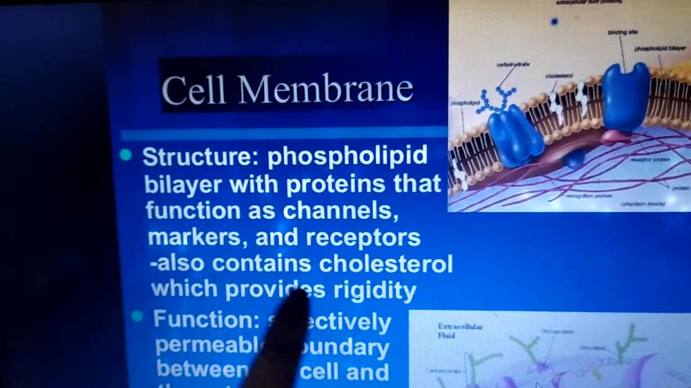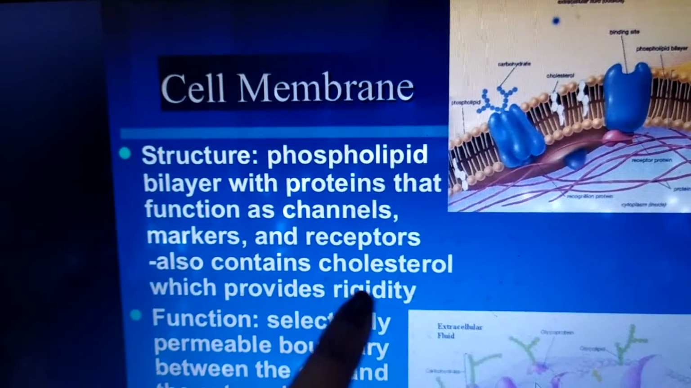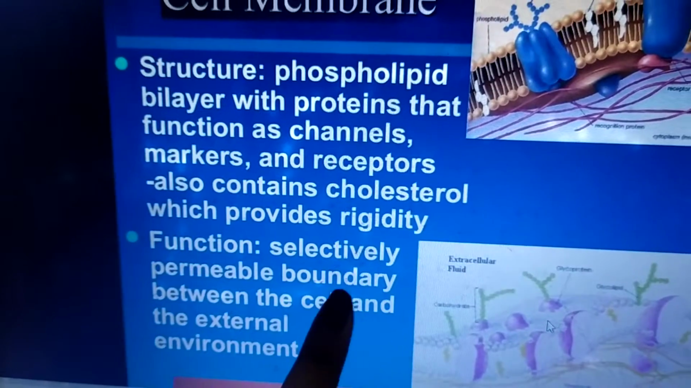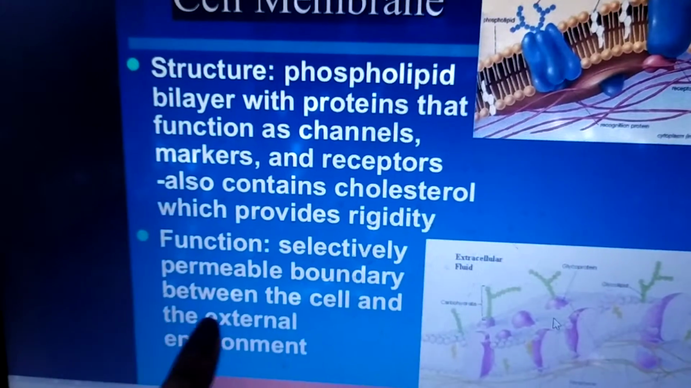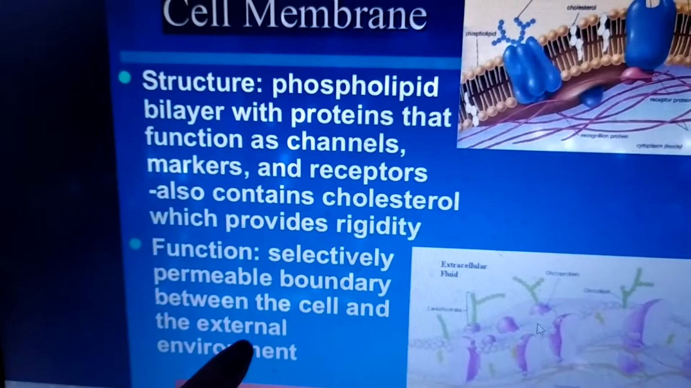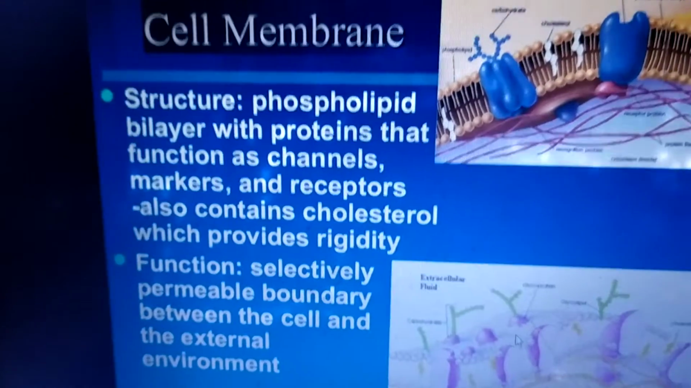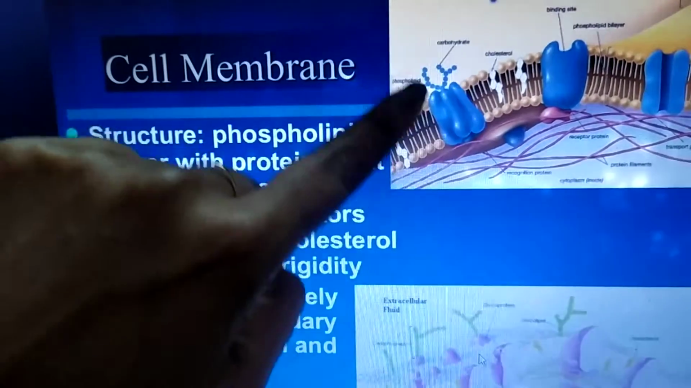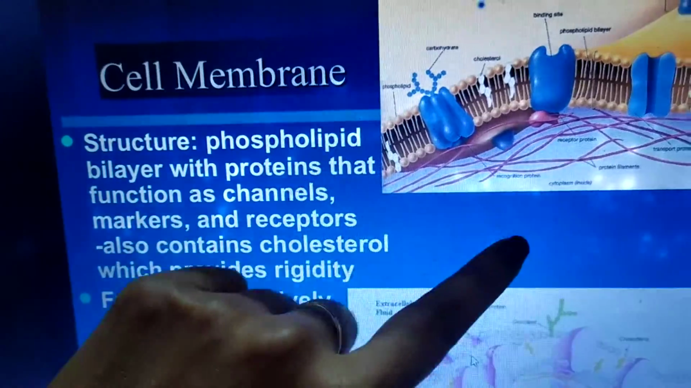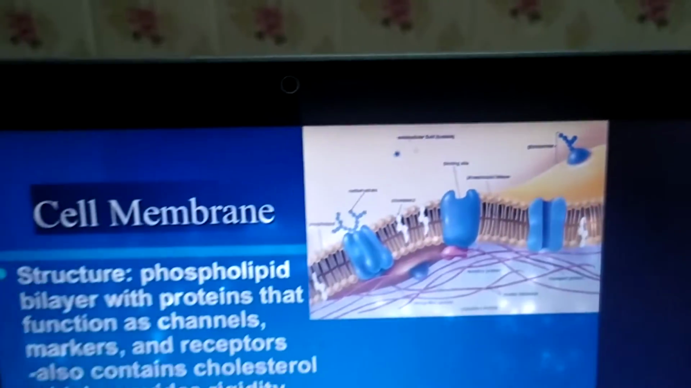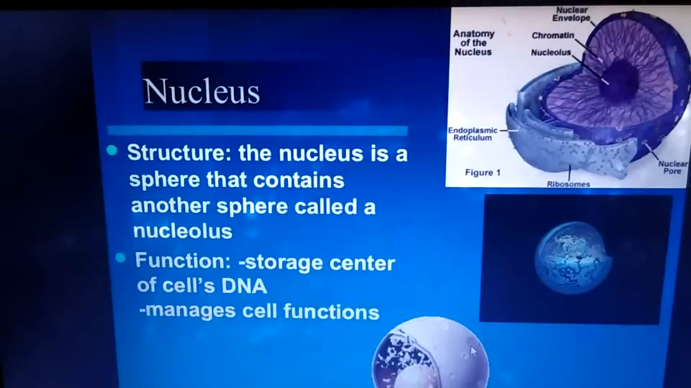What is the function of cholesterol here? Cholesterol provides rigidity to this membrane. What is the function of the membrane? It is a selectively permeable boundary between the cell and the external environment. It means it lets only selected things pass. Like if two cells are there, this membrane will allow some material to pass through it, and it allows some things to enter the cell.